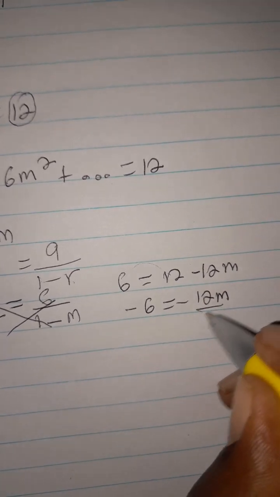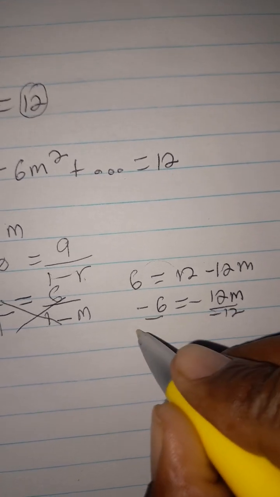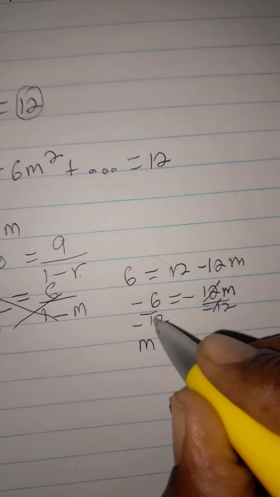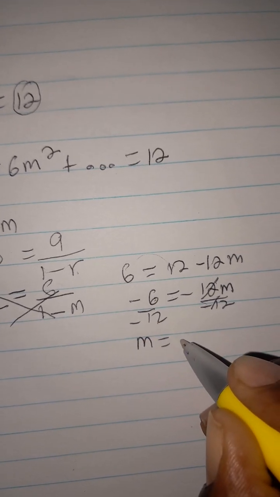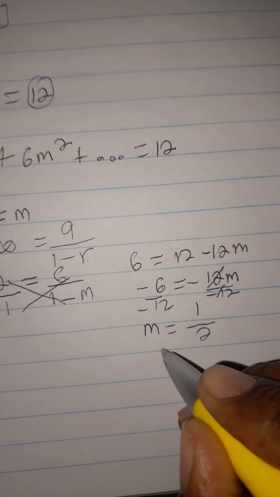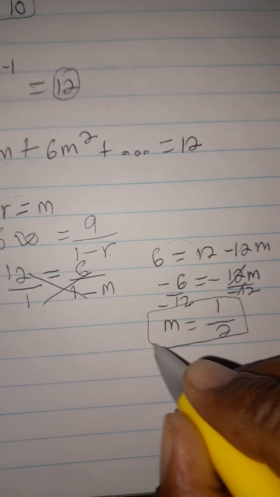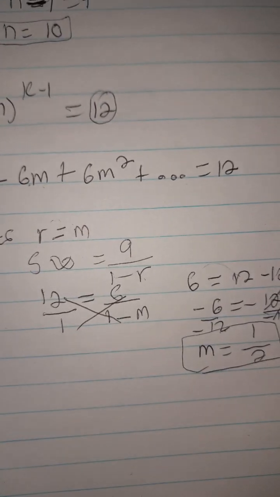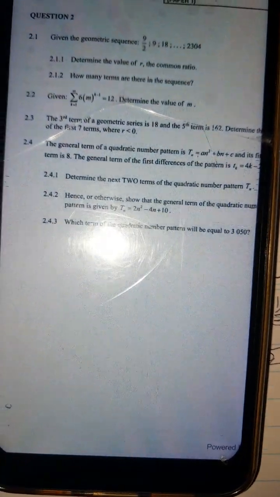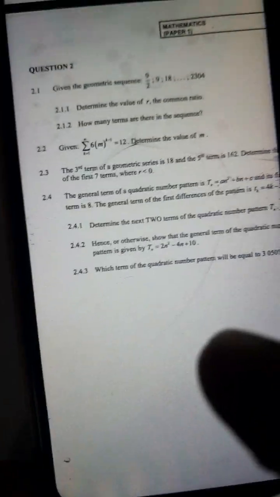Right, so we'll then divide everything by negative 12. How many times does 6 go into 12? It goes twice, but 6 can't go into 6. Then we put 1, meaning that m will be half. This is our half. M is half, since they were looking for the value of m. Yes, hope we are getting it.